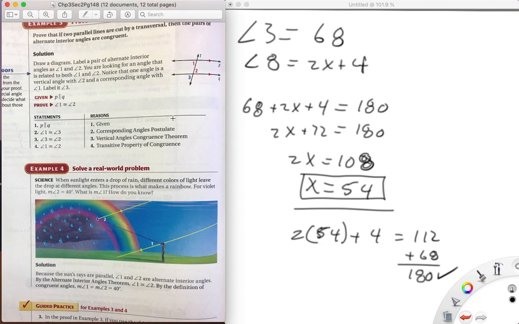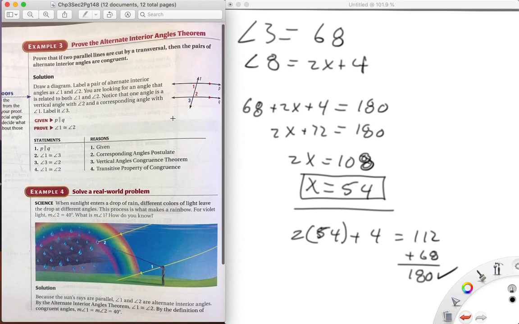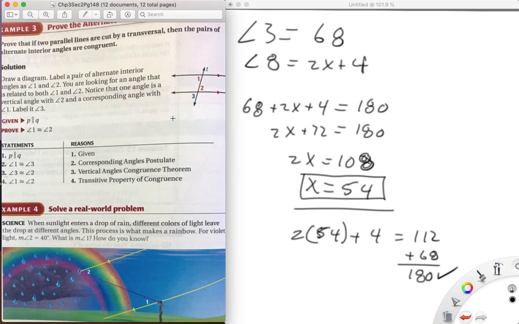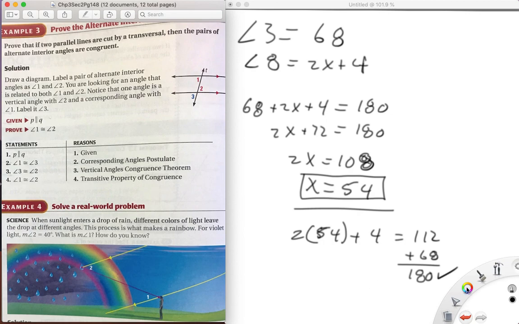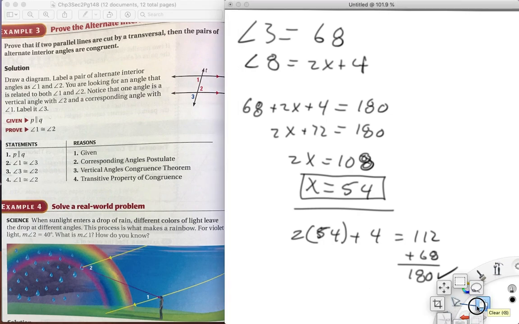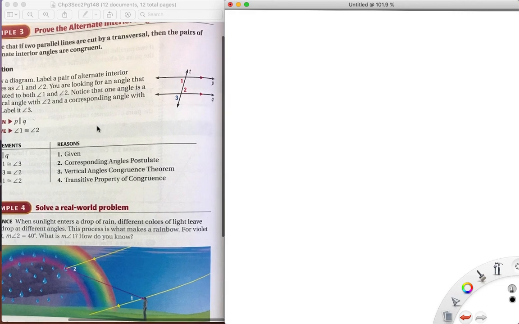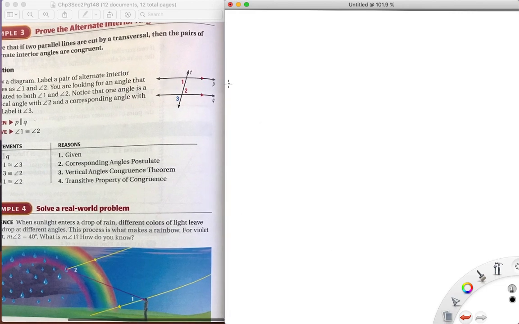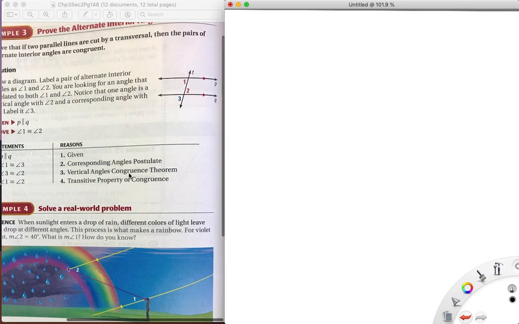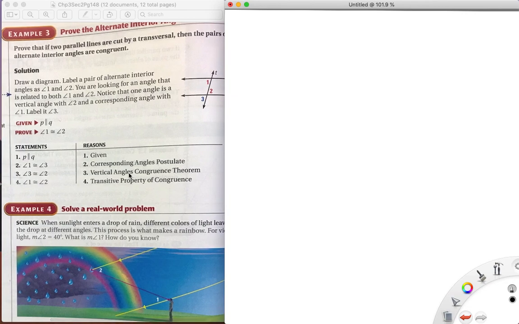Proving the alternate interior angles theorem. It's a 4-step proof. We have angles 1, 2, and 3. We're given that P is parallel to Q. So we have to know this only works if parallel lines are cut by a transversal. And they want me to prove that 1 is congruent to 2. Okay. This is where the corresponding angles postulate comes into play.